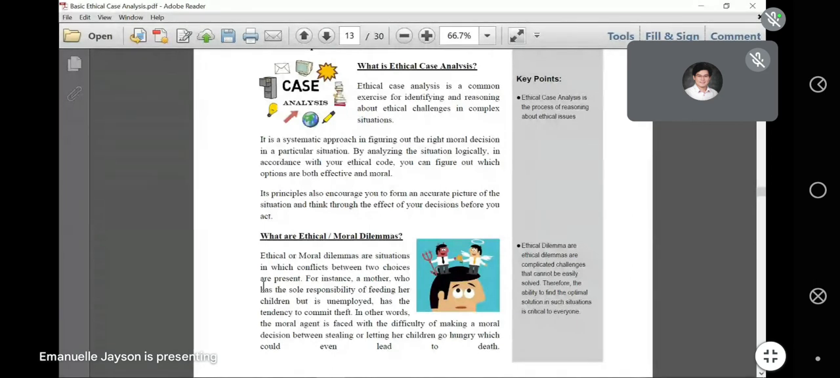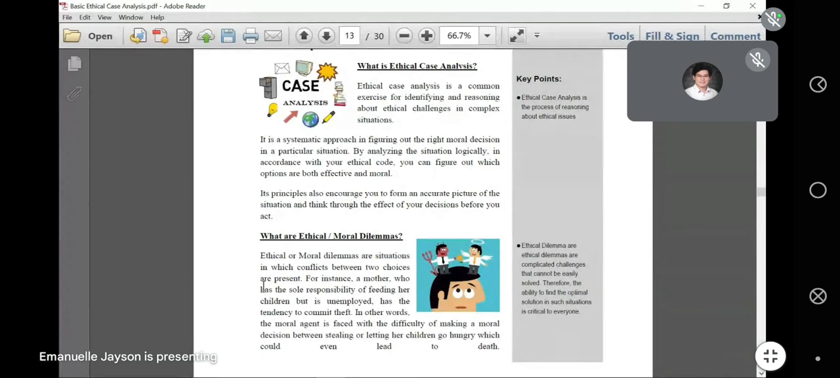So for example, I think I also mentioned this in our first lesson, the introductory lectures to ethics. A mother who has the sole responsibility of feeding her children but is unemployed has the tendency to commit theft. No? Kapag siya ay walang trabaho, walang kinikita, at meron siyang anak, most often than not, di ko naman sinasabing lahat, no? Pero most often than not, the temptation is there to commit a crime. Most especially theft, no? Pagnanakaw.